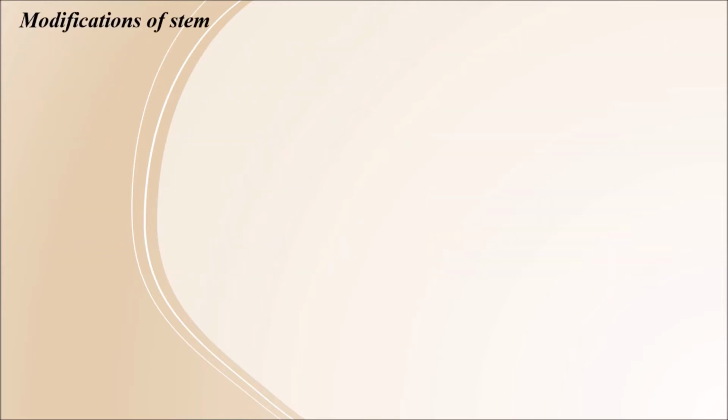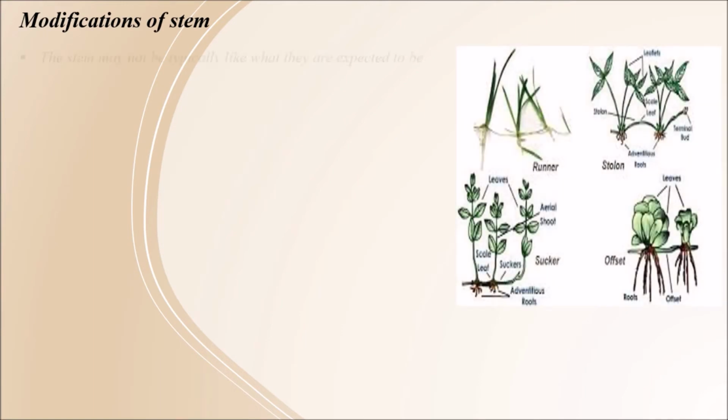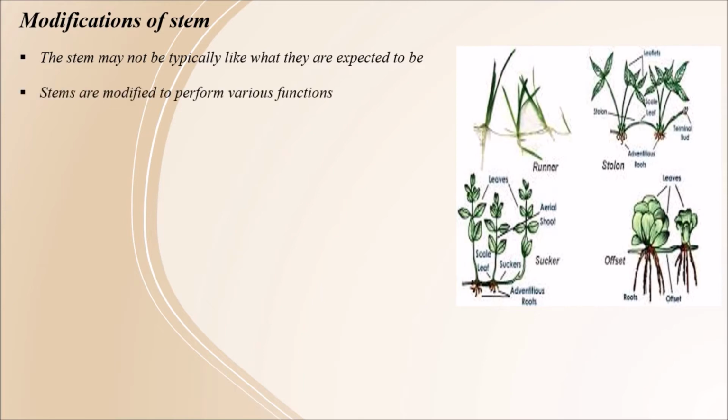Coming to the modifications of the stem. So why are modifications observed? The stem may not be typically like what it is expected to be. Generally we know the stem arises aerially, but there are some special adaptations by the stem. Why does it take place? Stems are modified to perform various functions. So why is the stem modified? In order to perform various functions, the stems are modified.